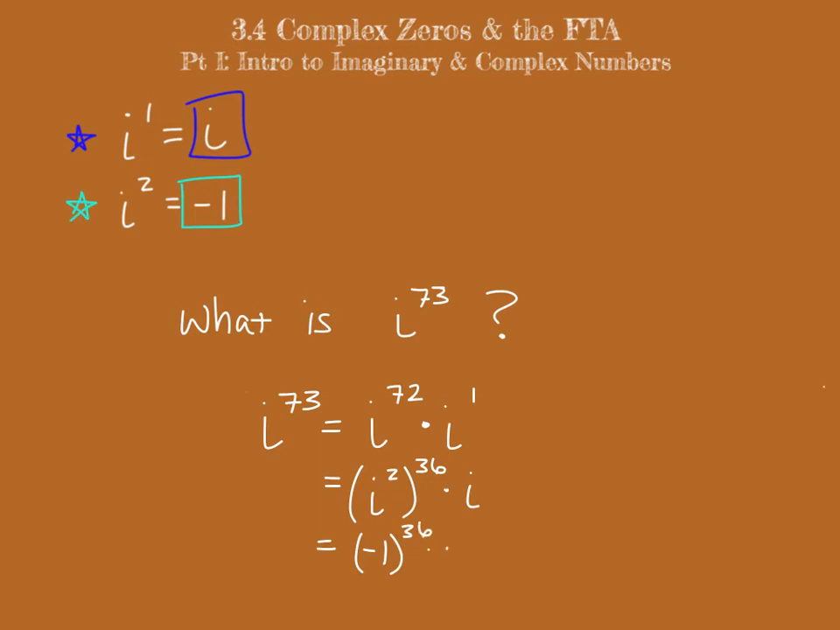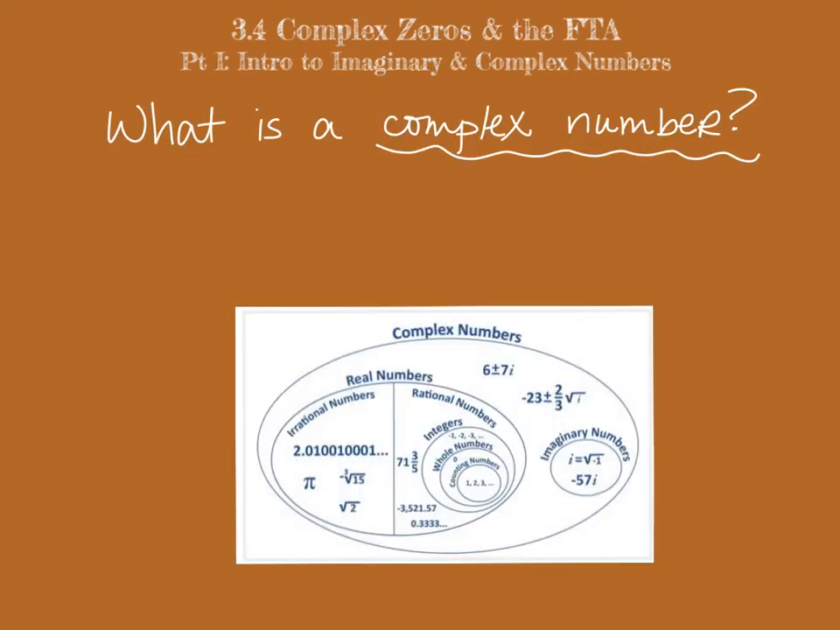So I'll replace that. Then I'll move over here. -1 raised to an even power would be +1 times that i. Therefore, our final answer is just i. And so if we kept going in that pattern, if we did that all 73 times like we were doing before, we would be left with i. So it's kind of a neat little extra thing in working with powers of i.